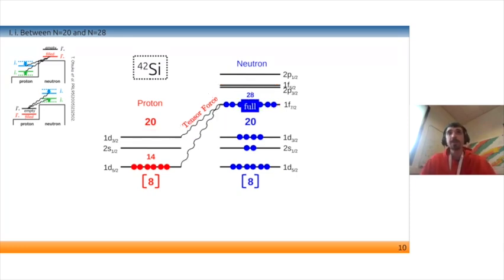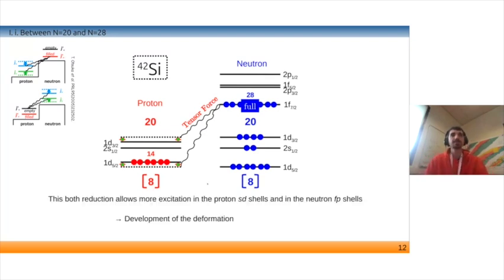But also, we see that the f7/2 neutron orbital is entirely full and will imply some compression of the d3/2 and d5/2 proton orbitals, and so compress the Z=14 proton gap. So these two reductions allow more excitation in the proton sd shell, but also in the neutron fp shell, and so develop more deformation for silicon-42.